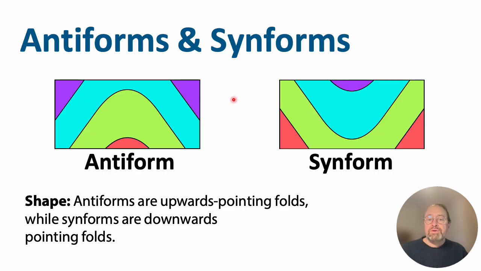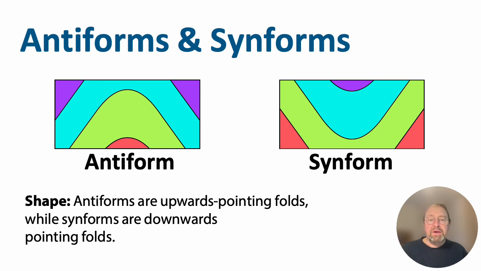So there are two basic styles of folding. There are antiforms, which form like an arch type structure, and there are synforms that show this sort of bowl type structure. So if it's pointing upwards, it's an antiform. If it's pointing downwards, it's a synform.